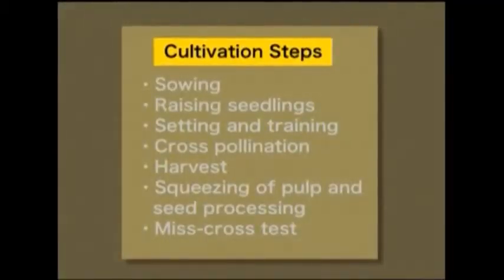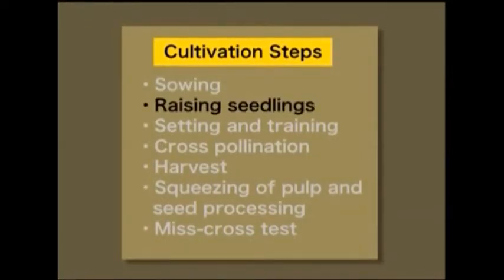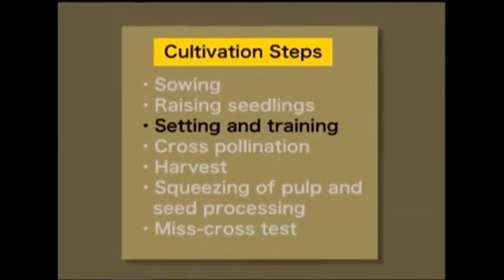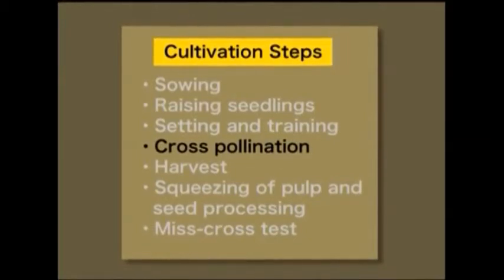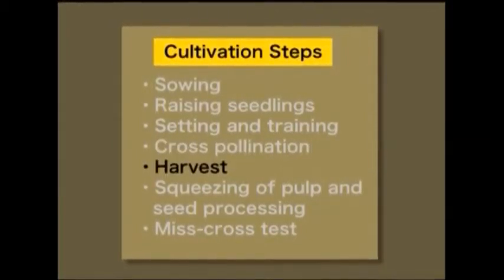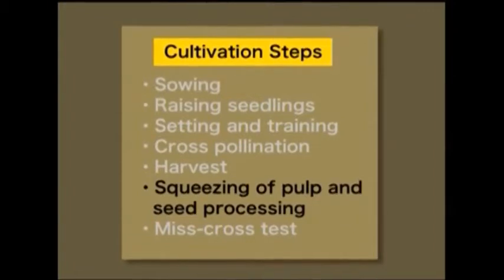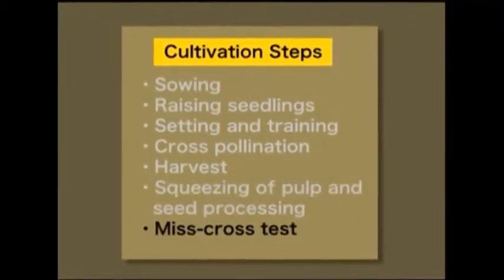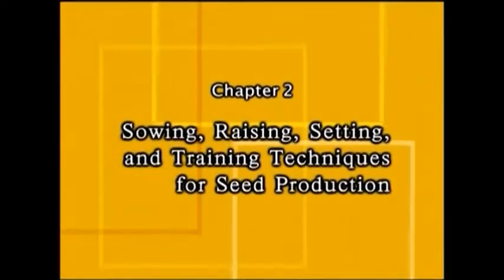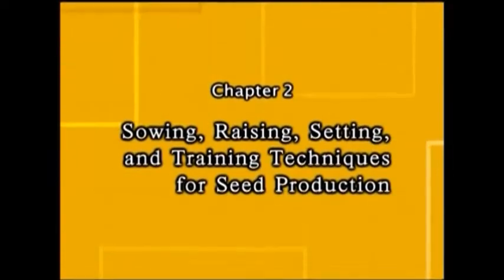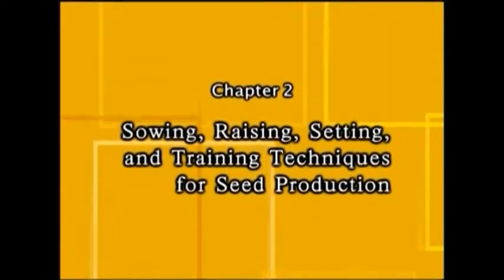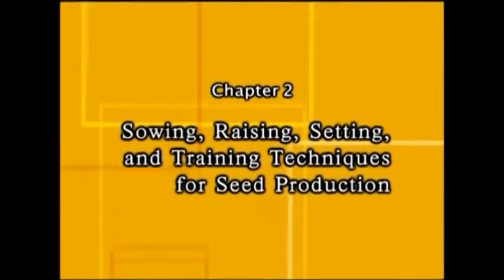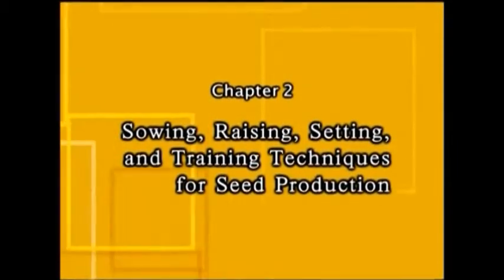The steps to take until seed production are sowing, raising seedlings, setting and training, cross-pollination, harvest, squeezing of pulp and seed processing, miscross test. Now we will look at the first half of the process of seed production with a look at sowing, raising seedlings, setting out in planting beds, and training the plants.